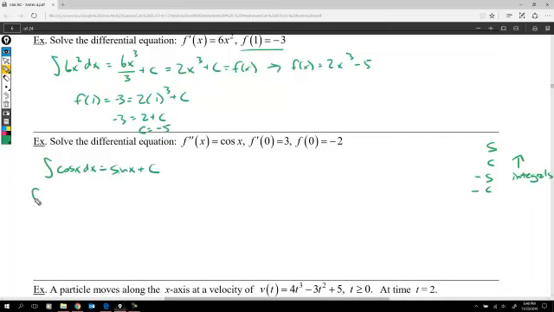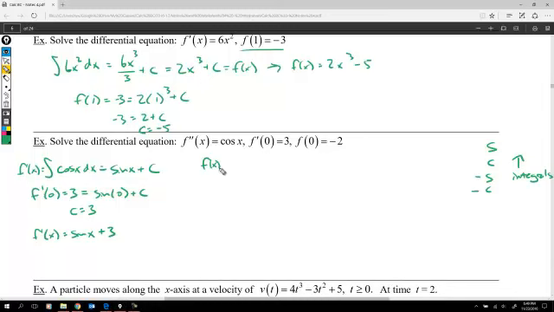All right, now I know that f prime of 0 is 3. Now keep in mind again, this was f prime of x that we just found. So f prime of 0 is 3, which means I can plug 0 in for sine. Sine of 0 is 0, so that means c equals 3. So that means f prime of x is sine of x plus 3.